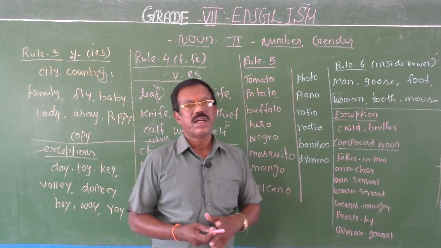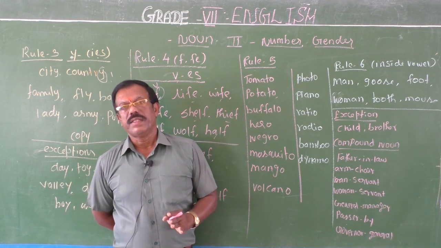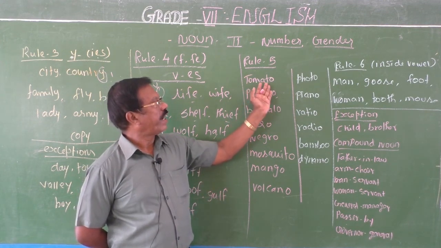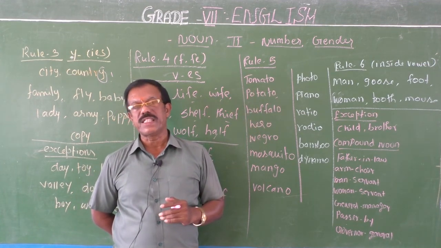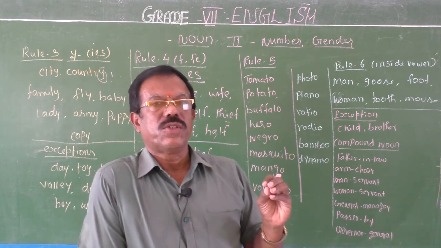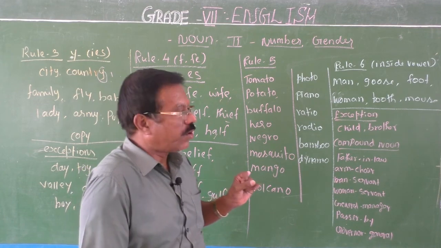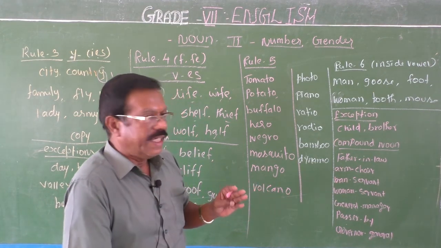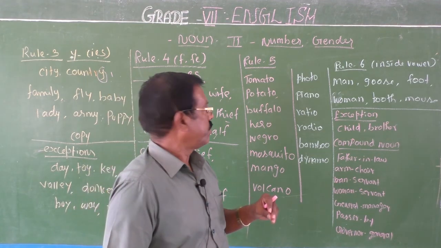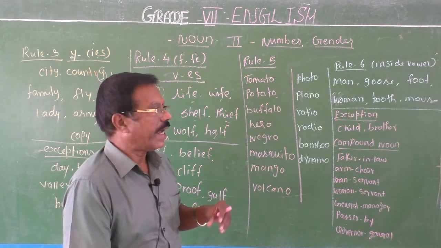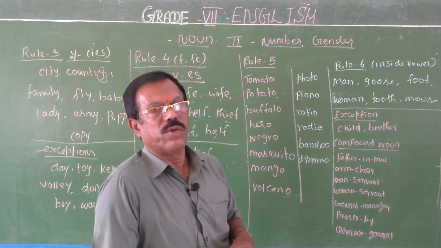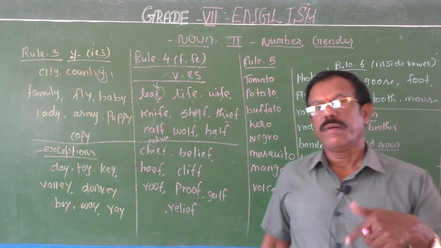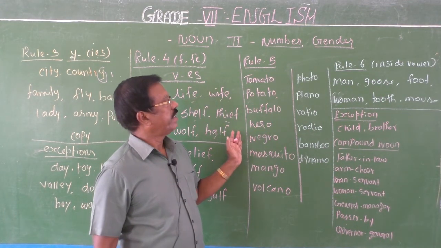Here you have a list of nouns. All such nouns end in O. Then how do such nouns get their plural form? Here is the answer. You have to add ES to all these nouns to get their plural. For example, tomato, tomatoes. Potato, potatoes. Buffalo, buffaloes. Hero, heroes. Negro, negroes. Mosquito, mosquitoes. Mango, mangoes. And volcano, volcanoes. So all these nouns end in O, so they get their plural form by taking ES with the singular. Okay, fine. Then see some exceptional cases.